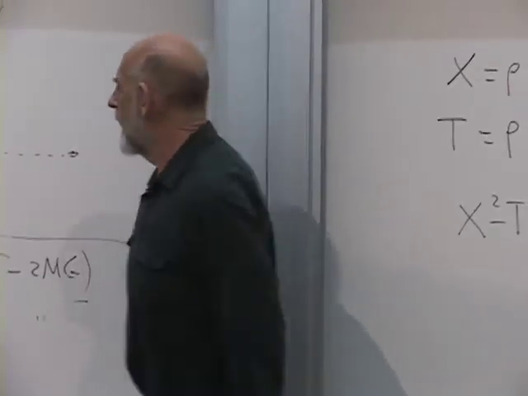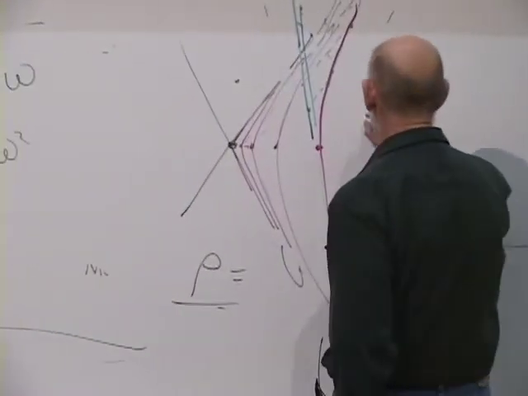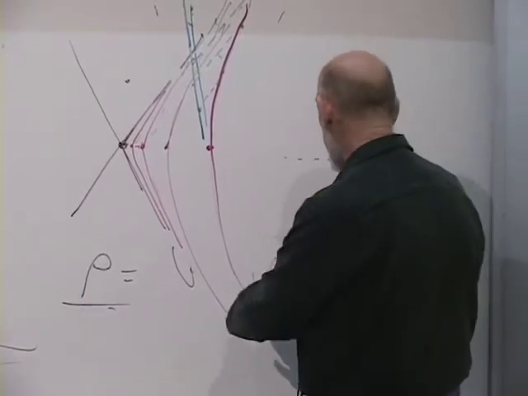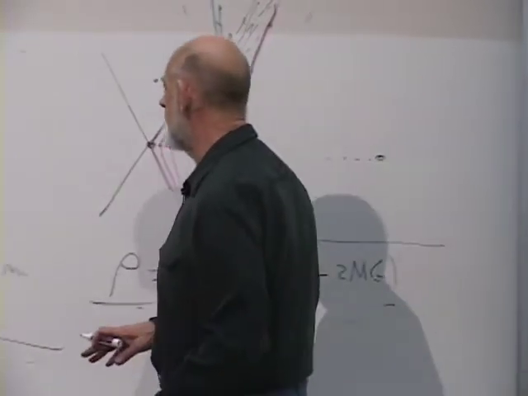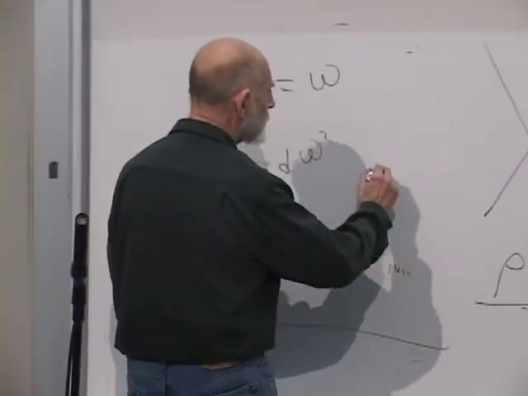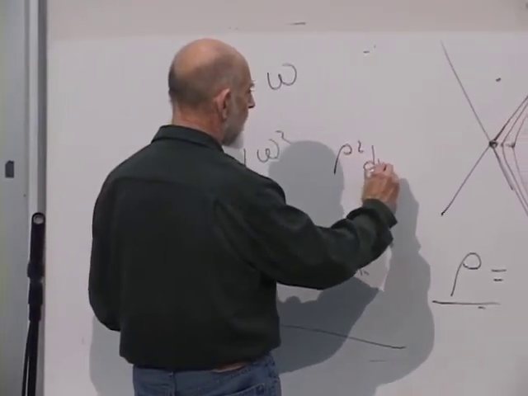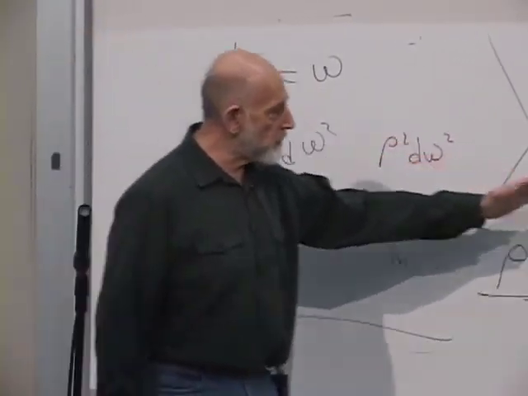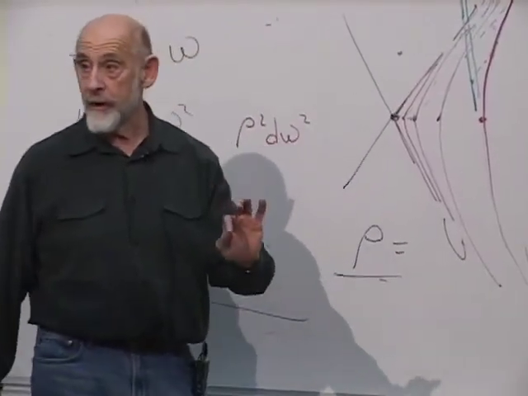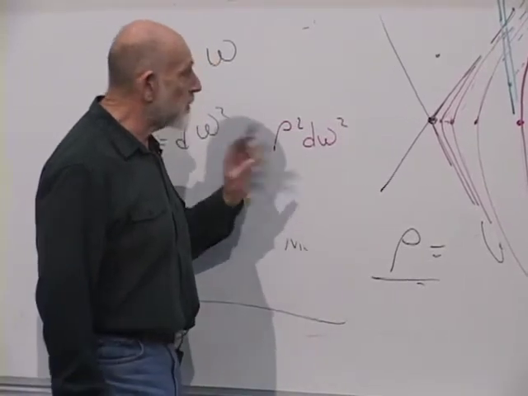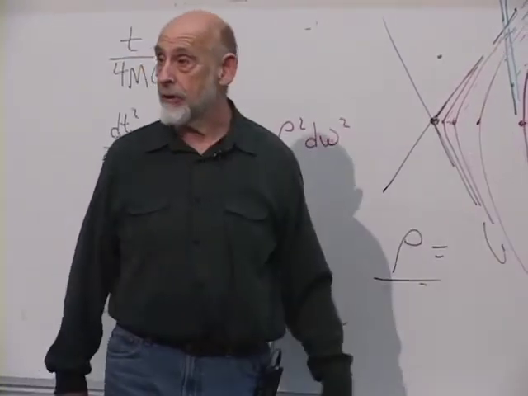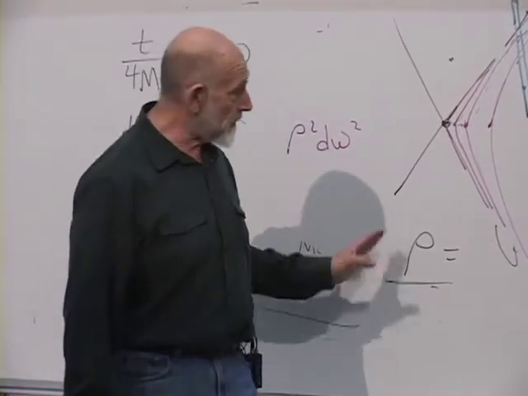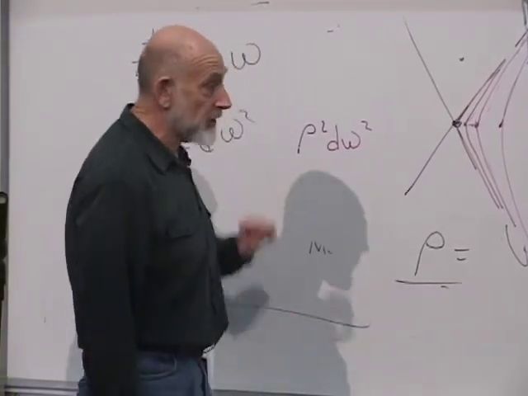Almost. What is a proper time is rho times omega. Remember the metric for omega is rho squared d omega squared, right? So that means along one of these trajectories, for fixed rho, rho times d omega is proper time along there. So it's almost proper time, but with the rho scaled out.